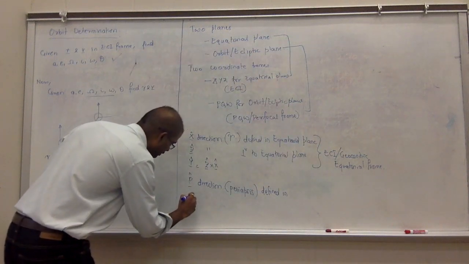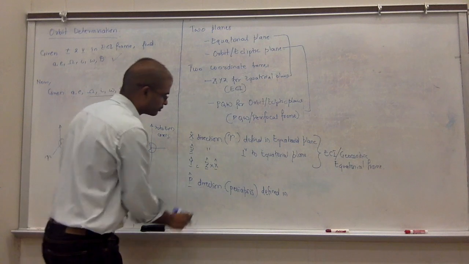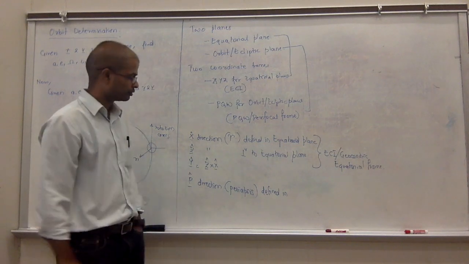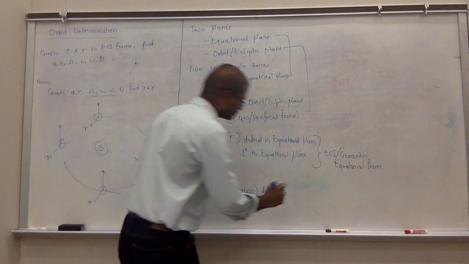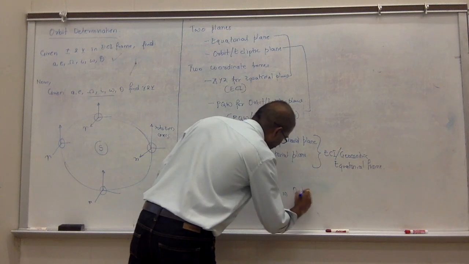On Jupiter it rains. Alright, so the P direction is defined in the orbit plane. Okay?